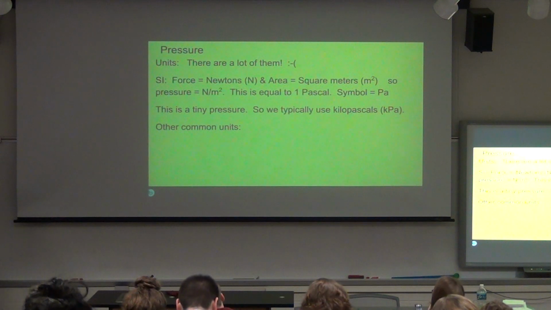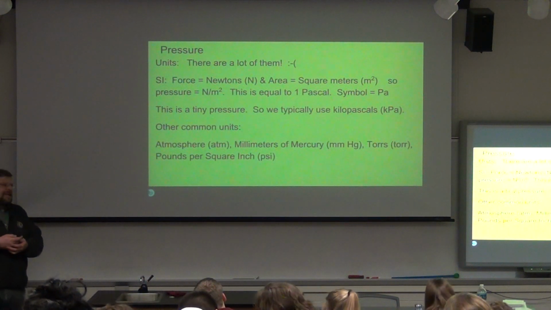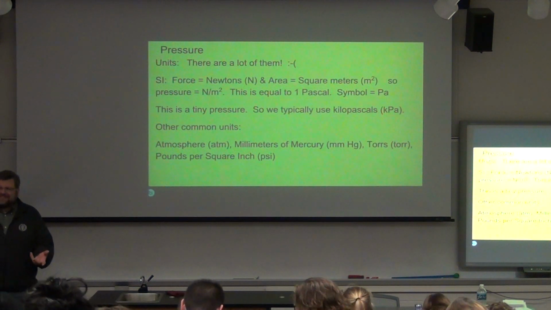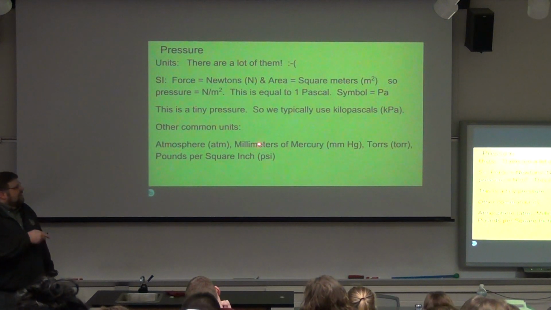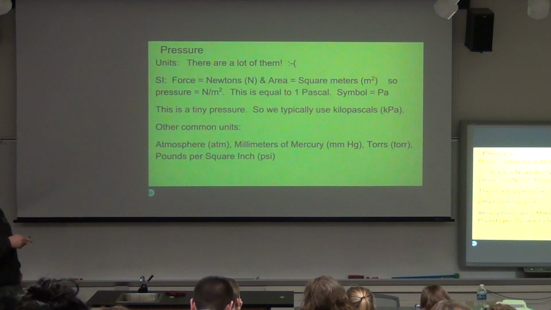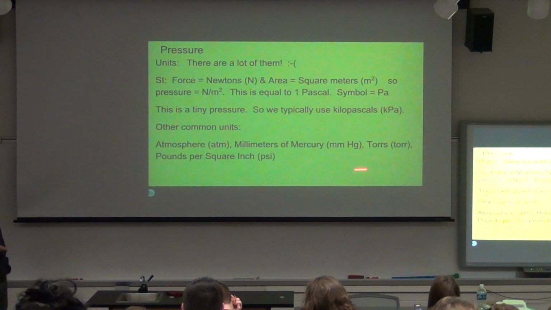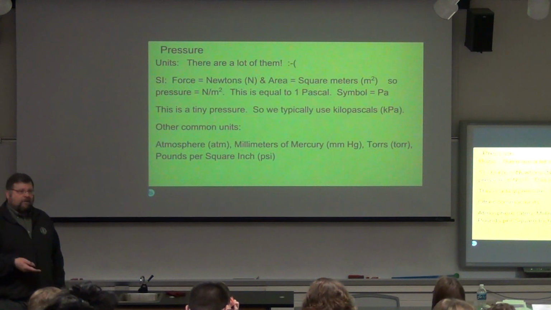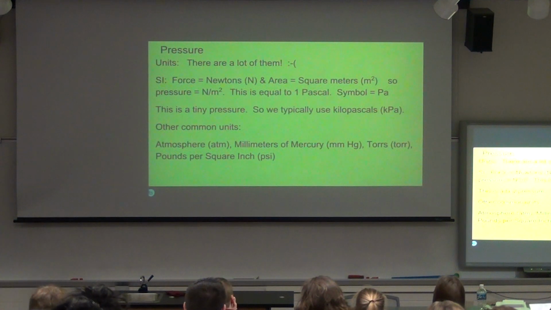Some other units you might run into. The atmosphere, or atm. It's not going to give you money. I hate to tell you that. Big breaking news. atm is atmosphere of pressure. Millimeters of mercury, which of course is abbreviated mmHg. That would make sense. We have torr, which is abbreviated torr. Great abbreviation there. Pounds per square inch.